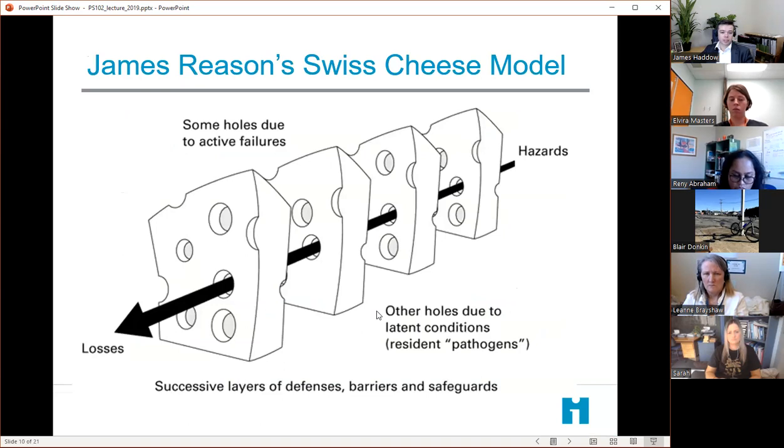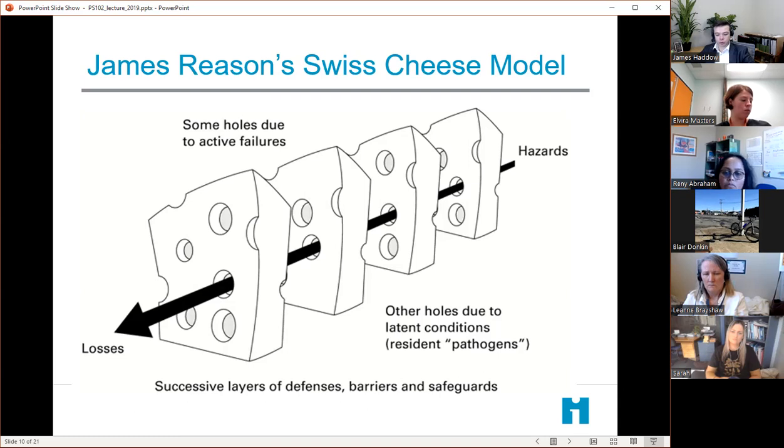So this is a model that people probably recognize. It's the logo for the Healthcare Quality Commission. It's the Swiss cheese model. And what it helps you to think of is that the healthcare system has a series of fail-safes or safety nets to try and stop a patient coming to harm.